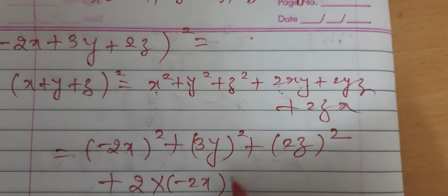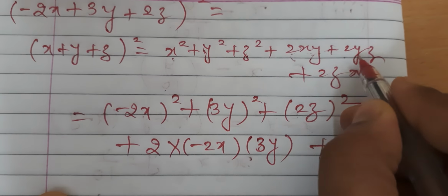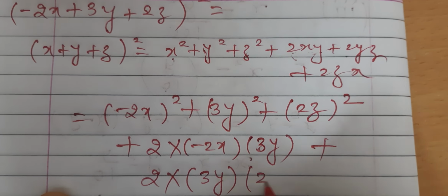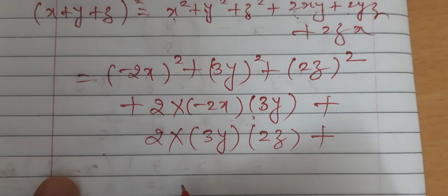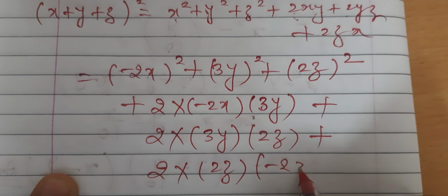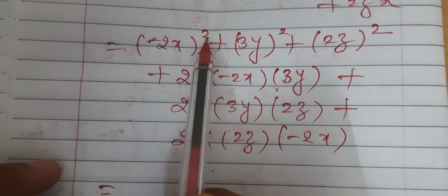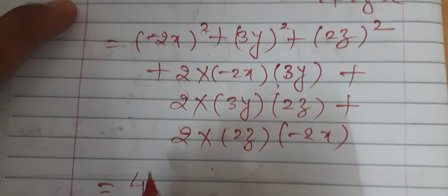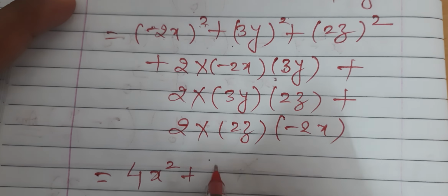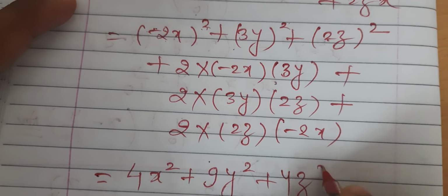Plus 2xy: 2 times minus 2x times 3y. Be careful when you put the values. Plus 2yz: 2 times 3y times 2z. Plus 2zx: 2 times 2z times minus 2x. Now simplify. Minus square is plus, 2 square is 4, and x square is x square. 3y square: square of 3 is 9, square of y is y square. Square of 2 is 4, and z square.